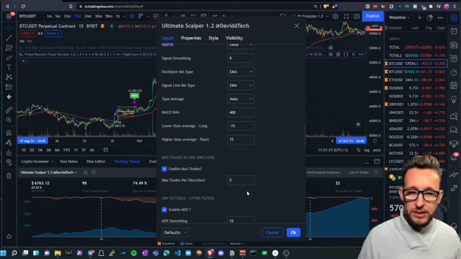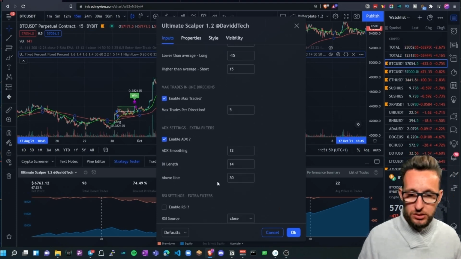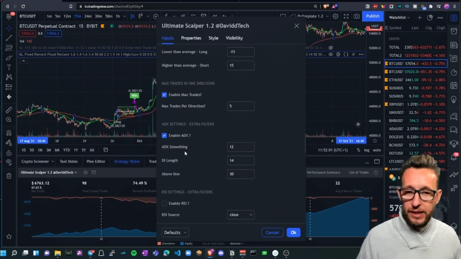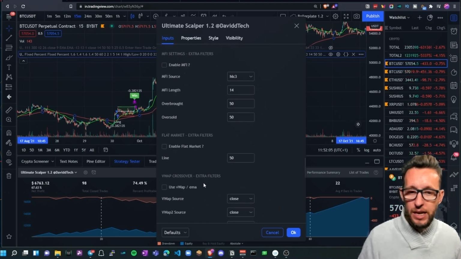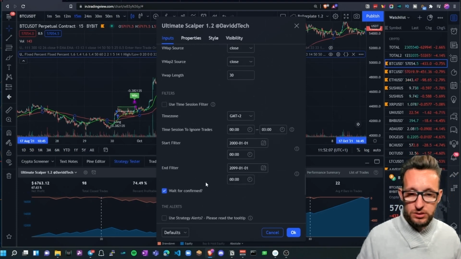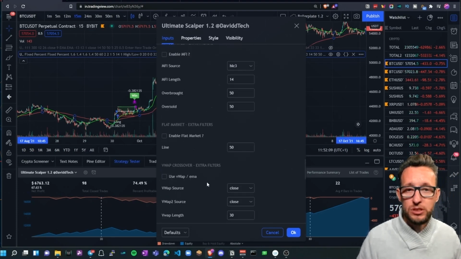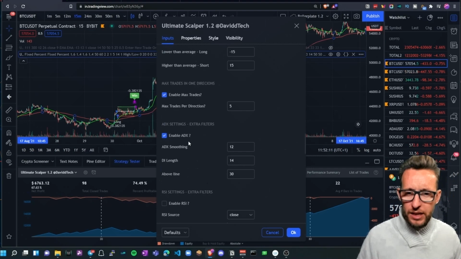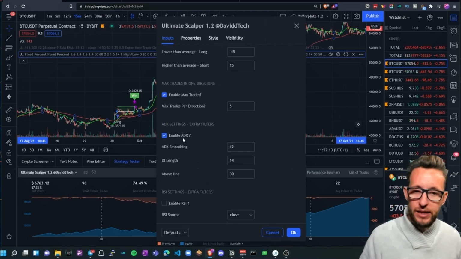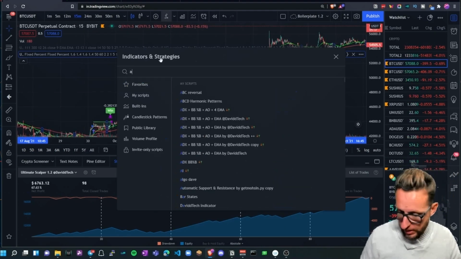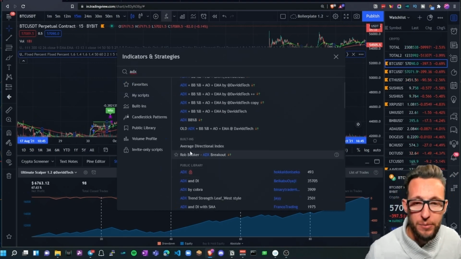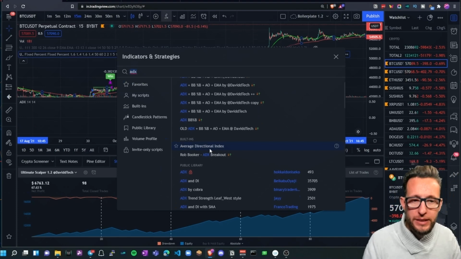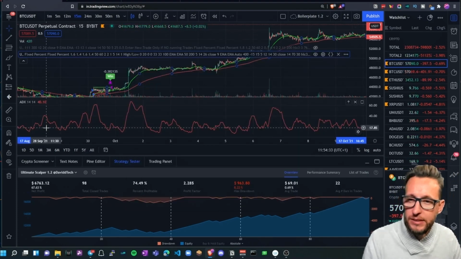If you go down, you can maximize your number of trades in each product, in each direction. And then the last thing that I've added, even though you can add things like the RSI and the MFI, there's loads of extra settings here, but I'm just going to go back up here and show you the enable ADX. We're going to go here and go ADX. We don't have to do this, but I'm just showing you how it works. The average directional index, we click here, and that's going to give us this red line indicator here.